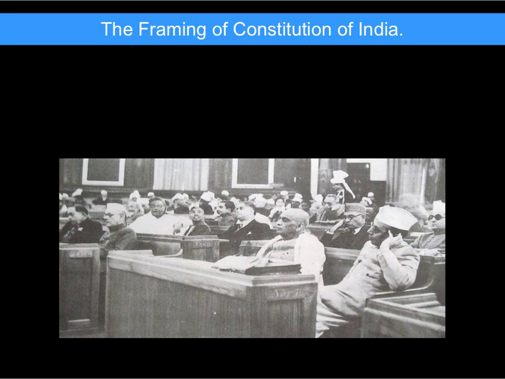The Constituent Assembly consisted of 385 members, of which 292 were elected by the elected members of the provincial legislative assemblies, while 93 members were nominated by the princely states. To these were to be added a representative each from the 4 Chief Commissioners' provinces of Delhi, Ajmer, Coorg and British Baluchistan.